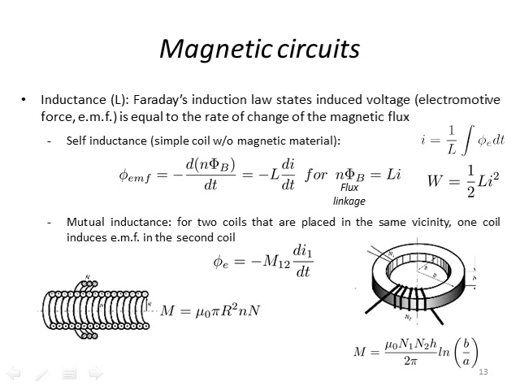And then we have the energy stored in the self-inductance as well. Now the mutual inductance is for two coils that are placed in very close vicinity. One coil induces EMF in the second coil. So then the induced EMF is equal to this coupling coefficient, which you'll play with in transformers and these types of things in your practicum, times di1/dt.